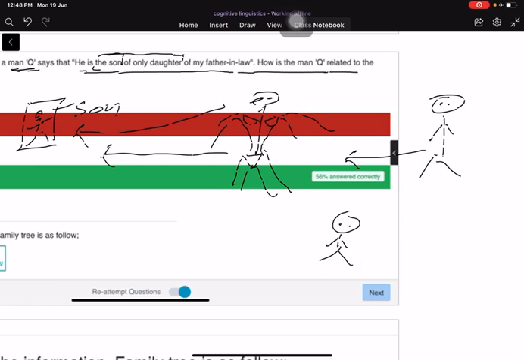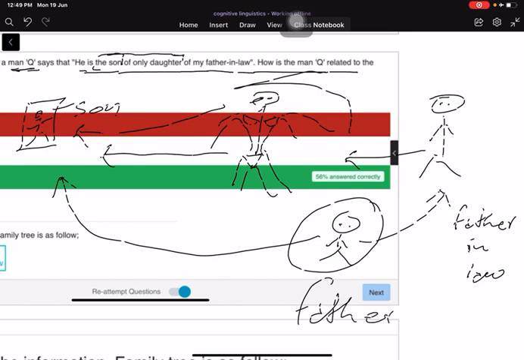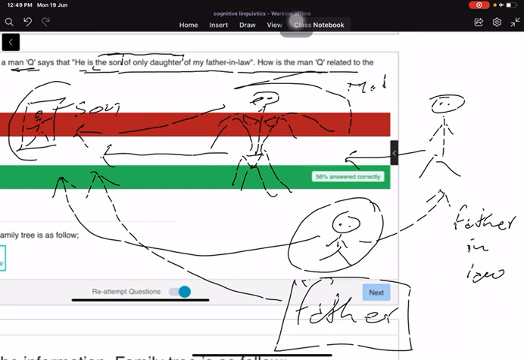So who could it be? She is the only daughter, and he is pointing at this guy and says that this guy is his father-in-law. Then he is the father of this person, the son. Father, he is father, she is the mother, and he's their son.